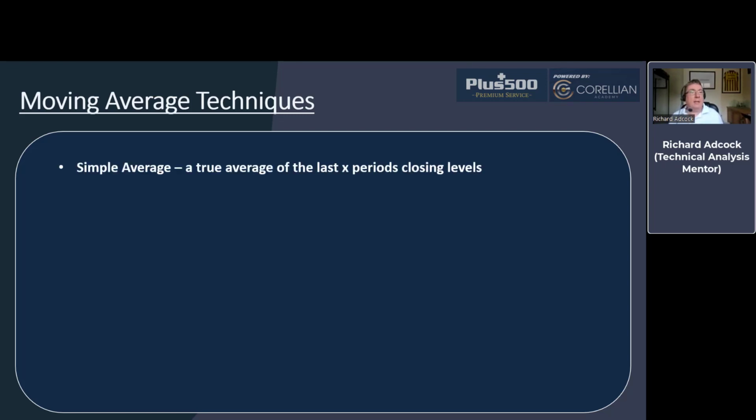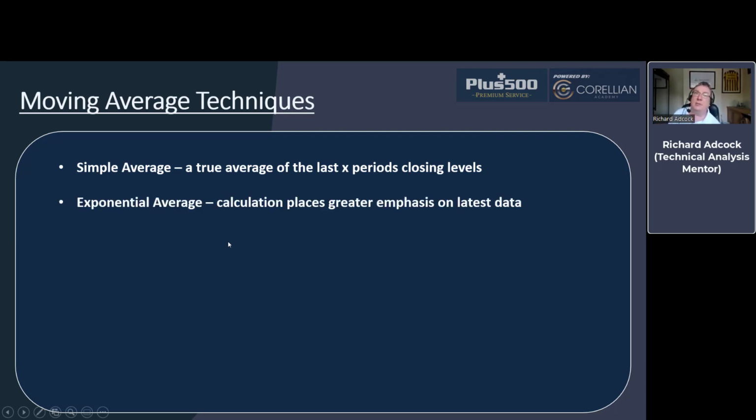So basically, just to run through a few of the terms that I'll be using within the presentation tonight. A simple moving average is just a true moving average over X periods. So if you have a 10-period moving average, you're taking the last 10 closing levels, adding them up and dividing by 10. And that just gives you the simple moving average that moves with price action and effectively gives you the trend for the last 10 days.